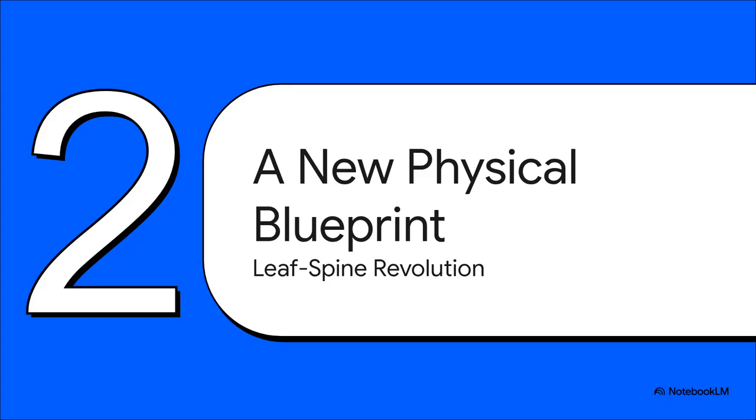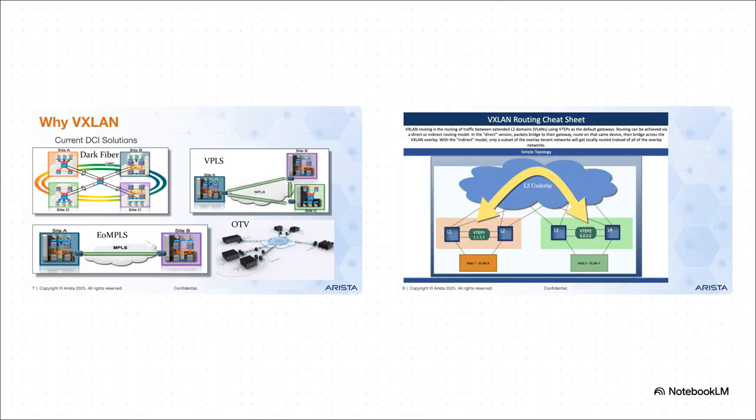So, the problem was pretty clear. And the first step toward fixing it wasn't some fancy new software. It was physical. The entire blueprint for how you wire up a data center had to be completely redrawn. And this picture says it all. Out with the old, rigid pyramid and in with this new design called leaf spine.